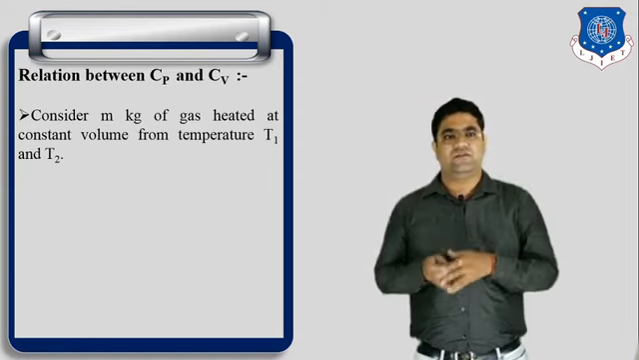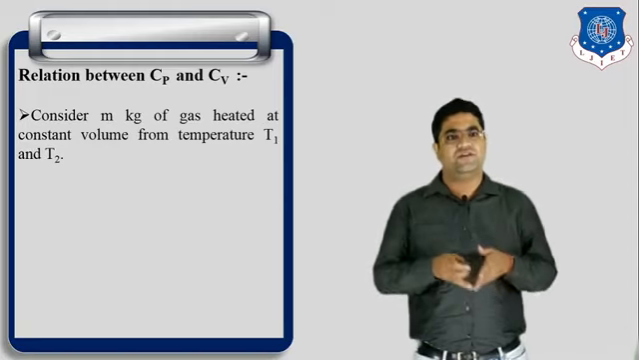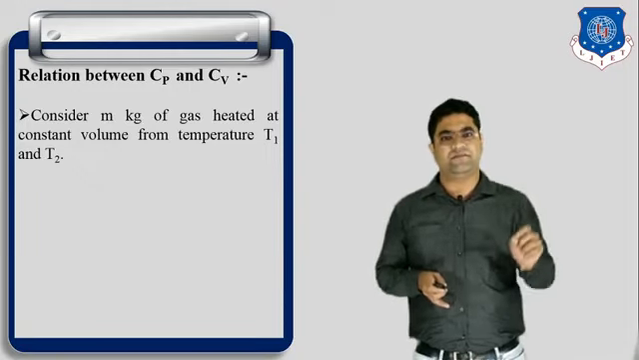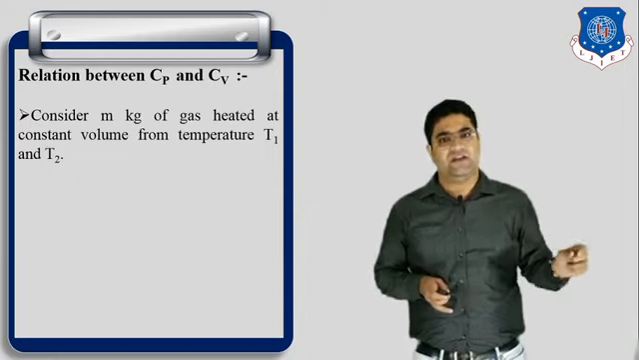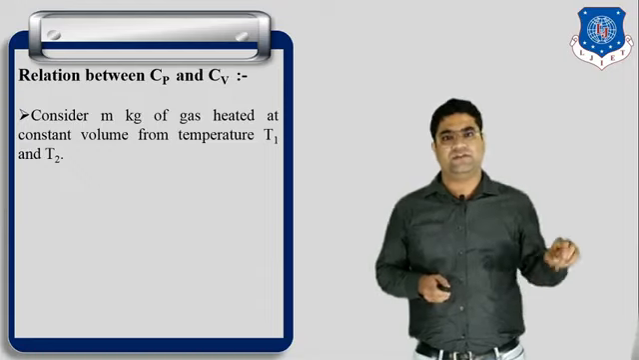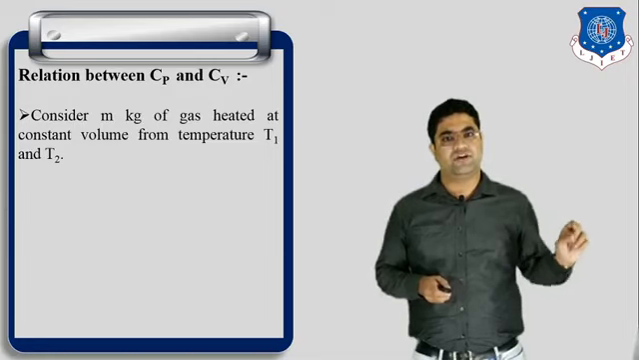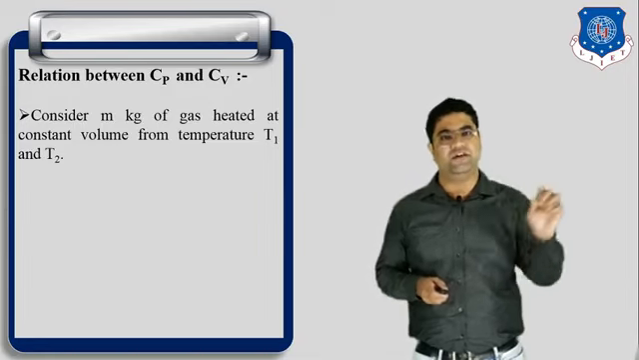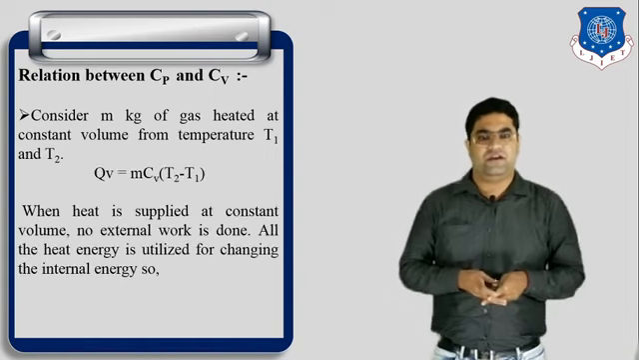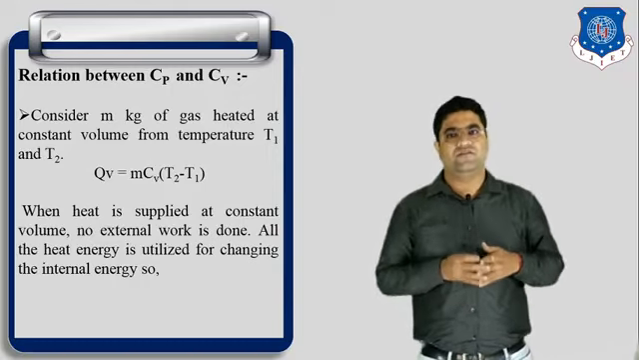Then we will take two conditions, that the system is changing from position number 1 to position number 2. At position number 1 there will be some temperature, T1, and at condition number 2 the temperature T2. Similarly, pressure P1 and P2, and volume V1 and V2. Now we take case number 1, that is constant volume.